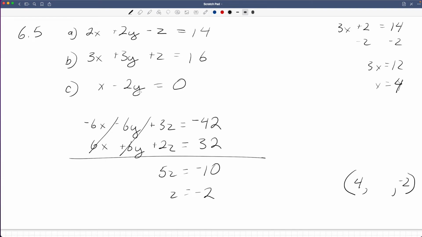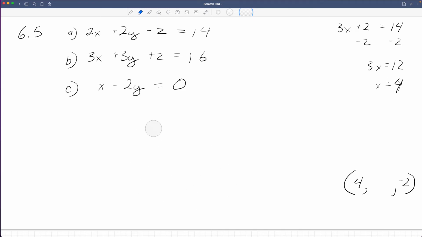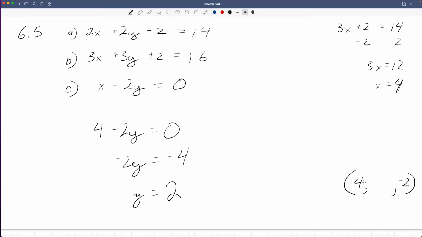Now all I need to do to solve for y is use this last one here, mainly because it is the easiest, the least complex. There's only the 2 variables. So I'm going to substitute in 4 minus 2y is equal to 0. So negative 2y is equal to negative 4. Y is equal to positive 2. And let me double check my solution, and that is correct.